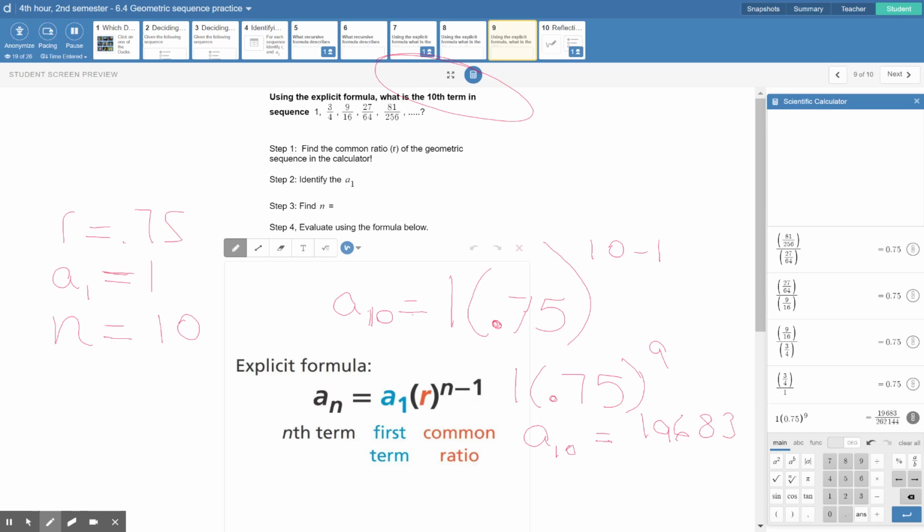And yes, it's a crazy fraction, but guess what? All of these were crazy. So the more terms in the sequence, the harder the fraction is going to be. So this is where you want the calculator to do the work for you.